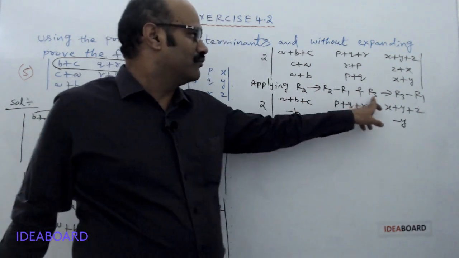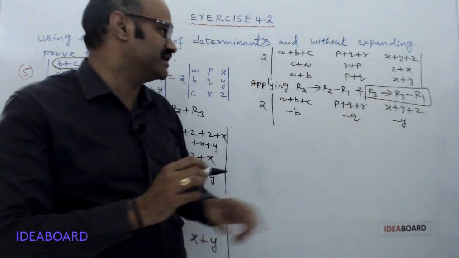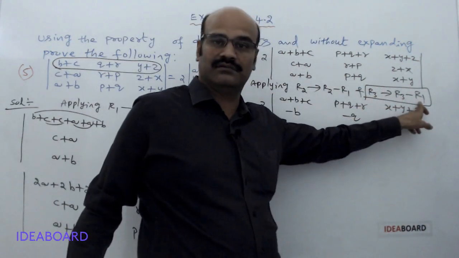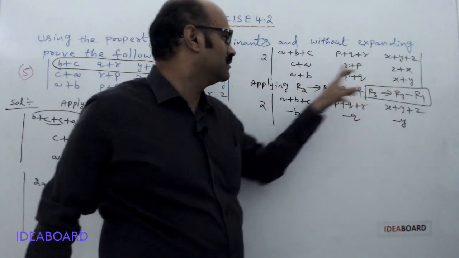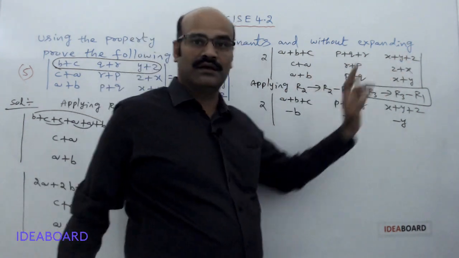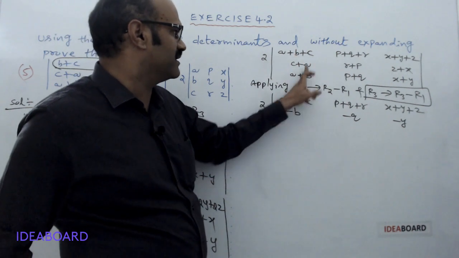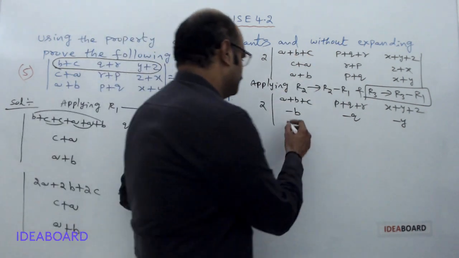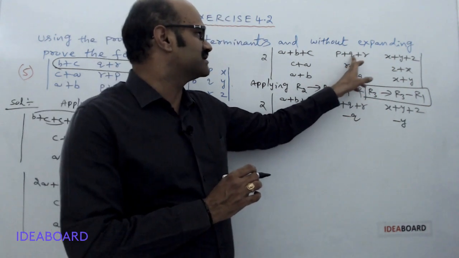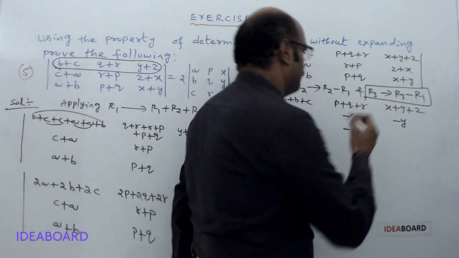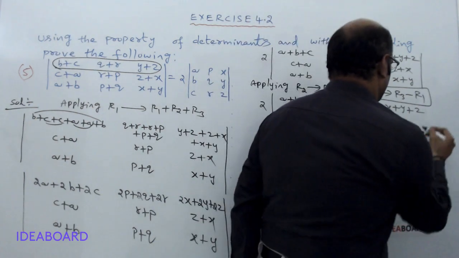Similarly, we have to take now R3 implies R3 minus R1. Now R3 changing from R3 minus R1. So R3 minus R1. Row 3 is this one. Row 1 is this one. R3 minus R1. A plus b minus a minus b minus c. So that it becomes minus c. Now p plus q minus p minus q minus r. So minus r. Next, x plus y minus x minus y minus z. Minus z.